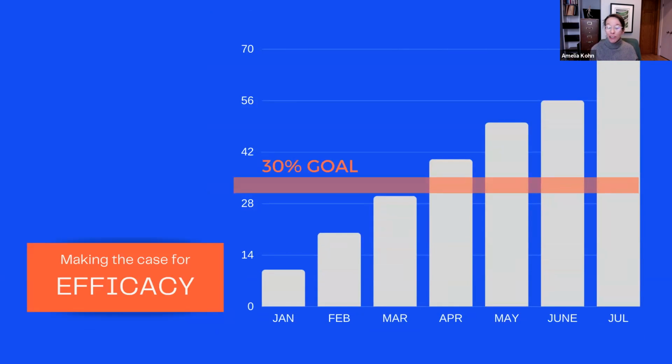Nothing's more effective really than a bar chart. It may seem tired, but we all know how to read bar charts already. So the cognitive load is really low. So if you want to show efficacy, here's a great way, right? We can see right away that this organization started reaching their goal around March and exceeded it in April.